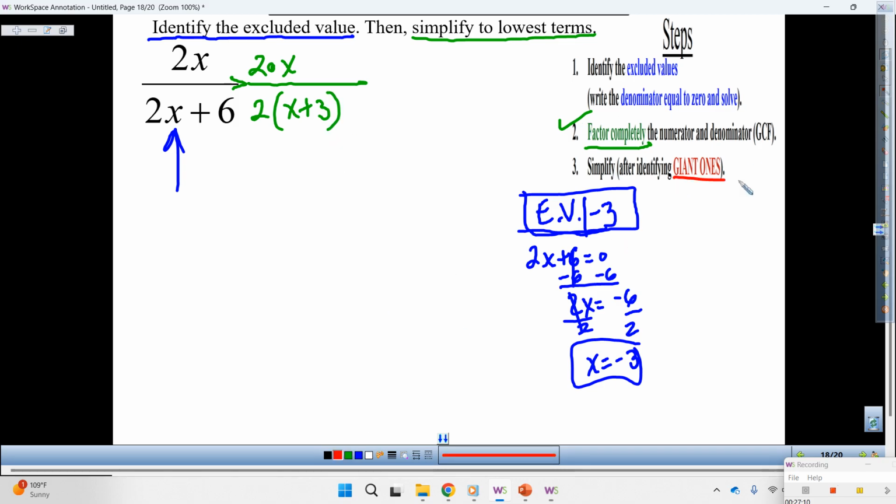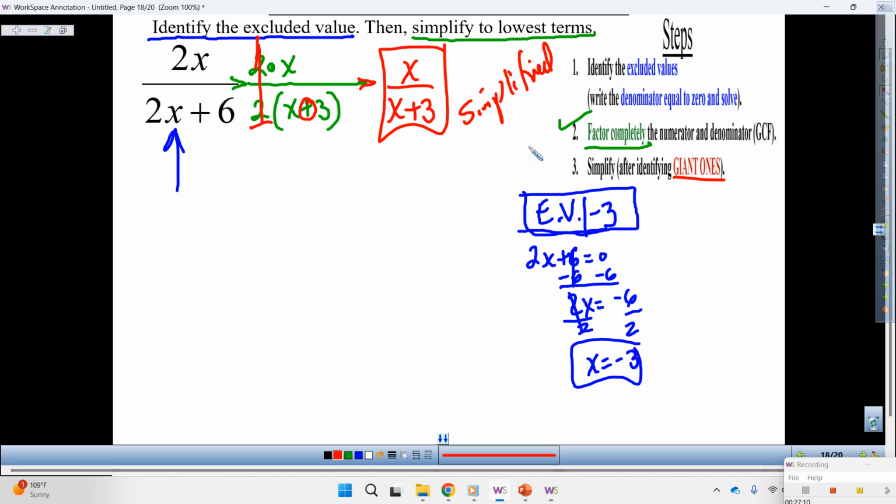And the last step, identify any giant ones. Do you see any giant ones? Yes. Can we do the x's here also? Tell your neighbor, why not? Why can't we do the x? Because there's addition. We can't do that. So what do we have left? X over x plus 3. Copy that, please. And this is simplified. Have we been doing that on the warm-ups? Yes, Mr. Q, thank you. You're welcome.